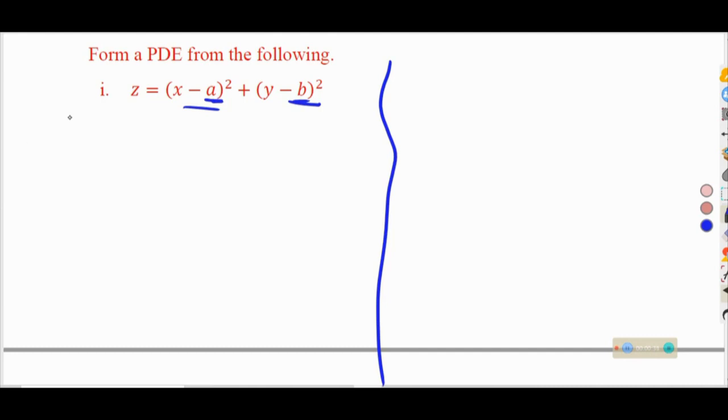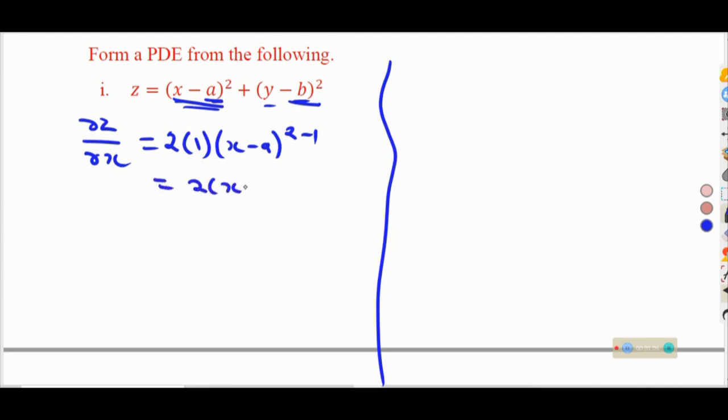Let us do so. Let us take the derivative of z with respect to x, since z is in terms of x and y, plus our arbitrary constants a and b. When we take the derivative of z with respect to x, we differentiate this: we drop the 2 into the derivative of x minus a. X minus a differentiated will be 1, into x minus a to power 2 minus 1. But this will be same as 2 into x minus a, since 2 minus 1 is 1. So we have del z del x as equation number 1.